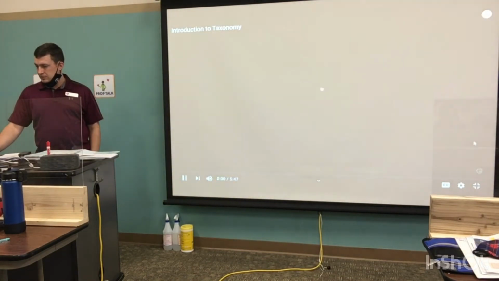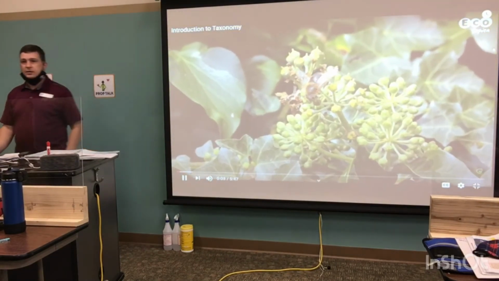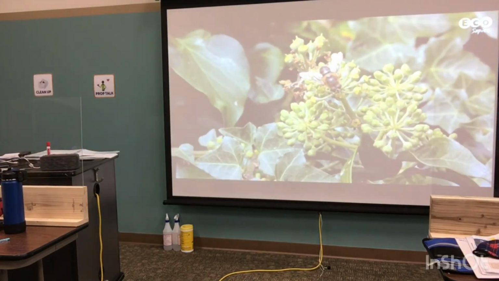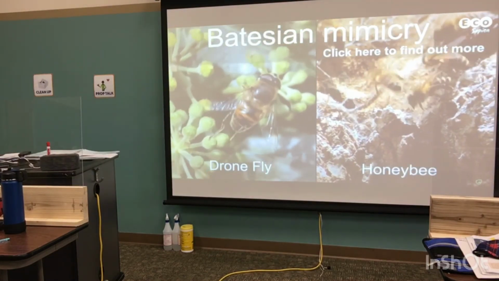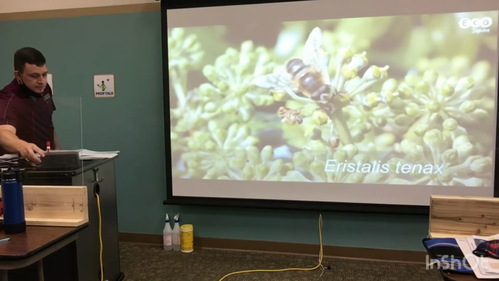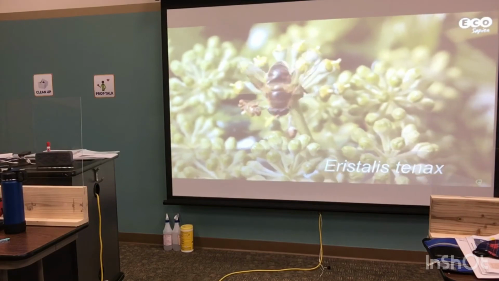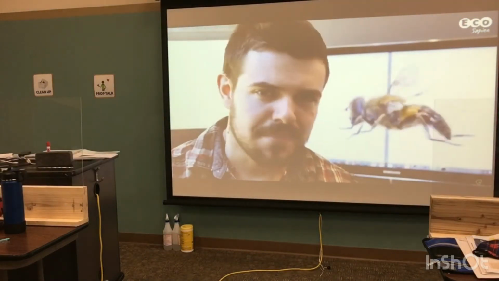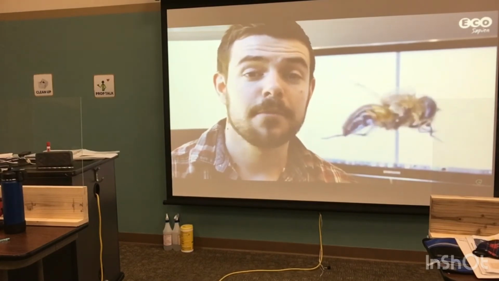A drone fly, buzzing from flower to flower. This little insect is a honeybee mimic, pretending to be harmful when it's not. This particular species is known by its binomial name, Eristalis tenax. But what does this mean? What's a binomial name? All will be revealed.